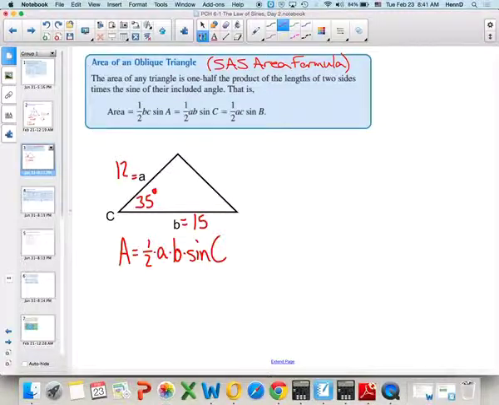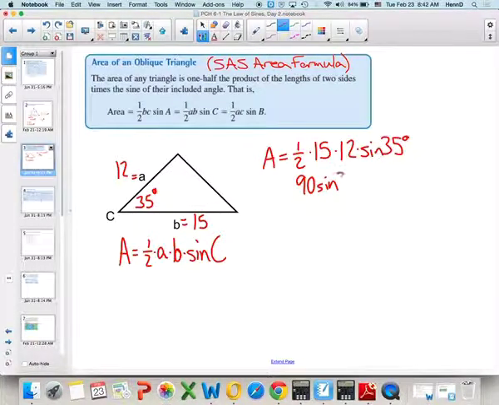1/2 times 15 times 12 times sine 35. Very good. Okay. Not too bad. So all I have to do here is simplify. Okay. 6 times 15, it would be 90 times the sine of 35. All right, and what does that end up giving us? 51.62. And this is square units, okay? Square units.